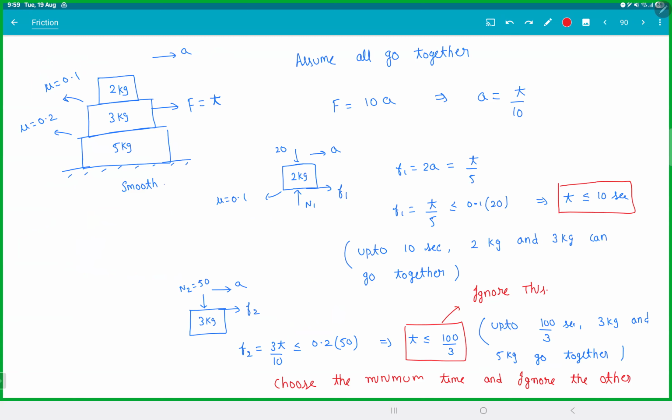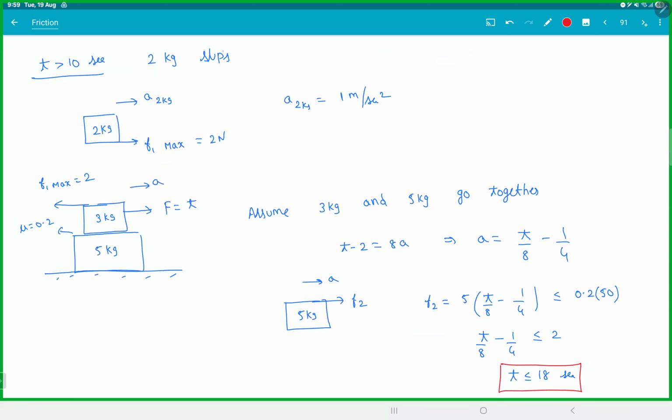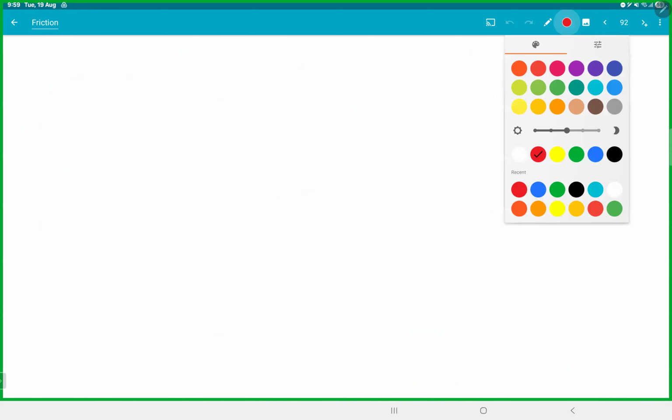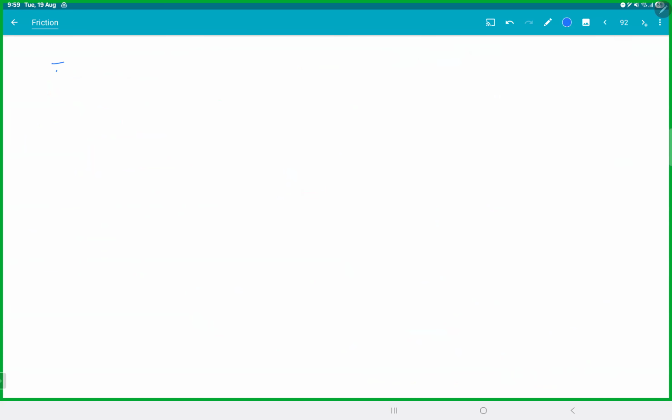So F2 has to provide more and more friction. There's no one to help you out. F2 is alone. So the slipping will happen even much before 33.33. The slipping started at 18 seconds only. Clear with this? I know, a little calculation heavy. It is just put the assumptions all, it's brute force. Then for t greater than 18 seconds, everyone slips.